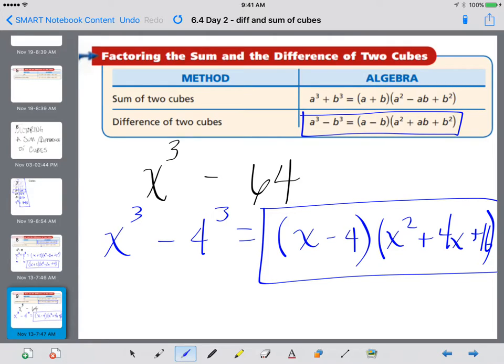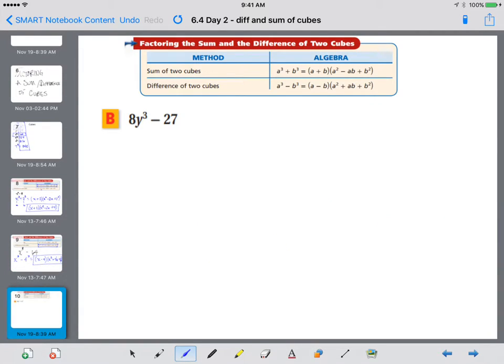These are the two easy examples. Now I'm going to show you two harder examples. Now we've got 8y to the third minus 27. We need to split this 8y to the third. Well, 8 is the same as 2 to the third. Then we've got y to the third minus 27.